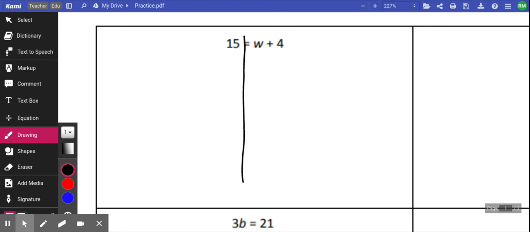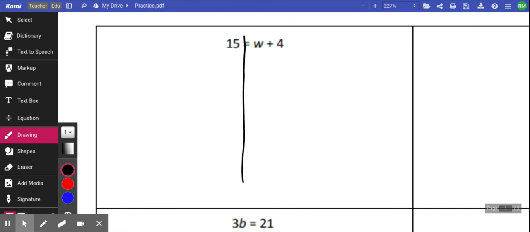So this first problem says, what number plus 4 equals 15? And what did you say? 11. So some of these problems we can kind of just figure out in our head, but I'd like you to show your steps because there's going to be problems where you can't just do it in your head.